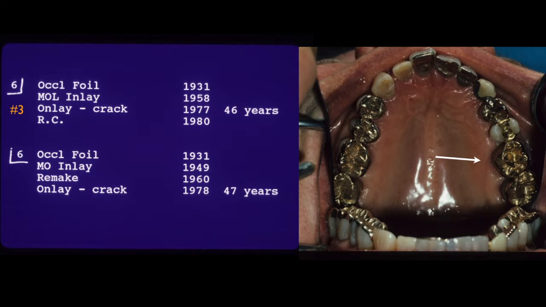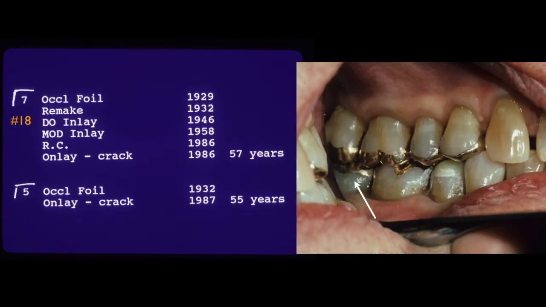Platinized gold foil is much harder than regular pure gold, so is more suitable for the occlusal surface. Number 14 had an occlusal foil in '31, an MO inlay in '49, was remade in 1960, and the tooth cracked in 1978, or 47 years after the first foil. Number 18 had an occlusal foil in '29, was redone in '32, which is strange, I don't understand that.